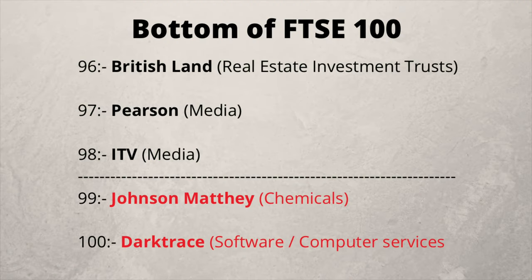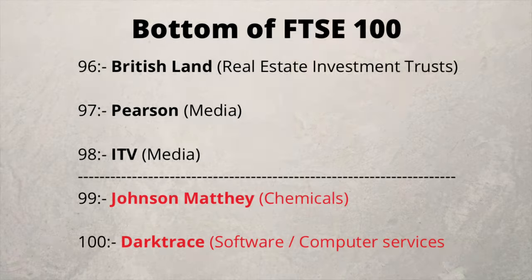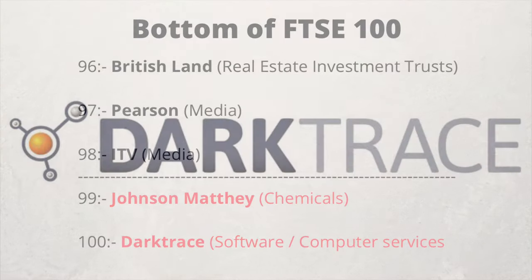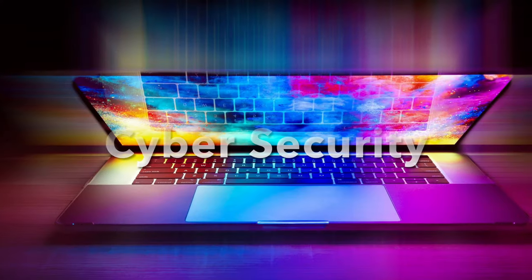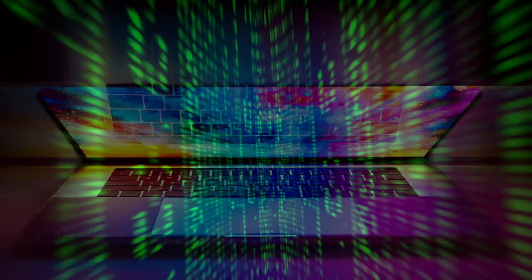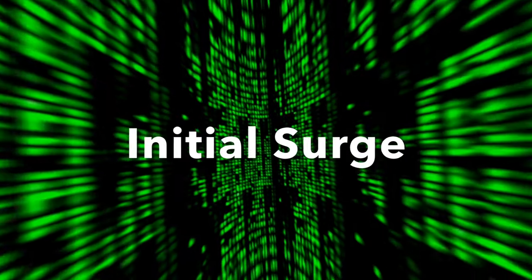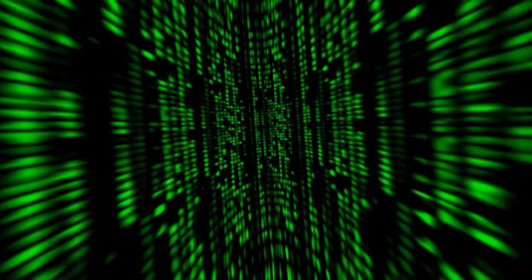Narrowly escaping demotion this time are British Land, Pearson and ITV. However, the two companies for the chop are Darktrace and Johnson Matthey. It's been a quarter to forget from Darktrace, a self-learning AI cybersecurity company based in Cambridge. The stock initially jumped 40% on its market debut, followed by a surge to the top flight in September.